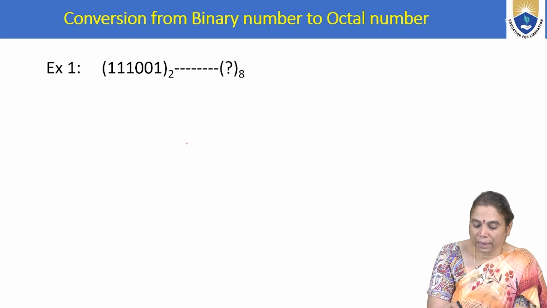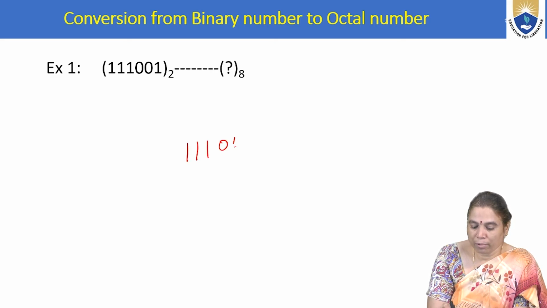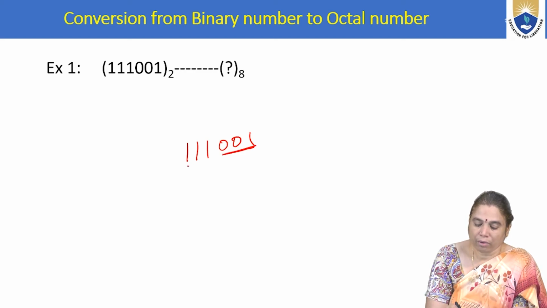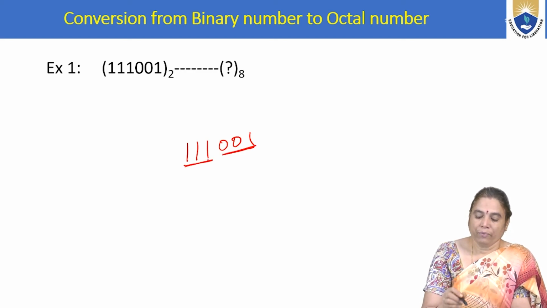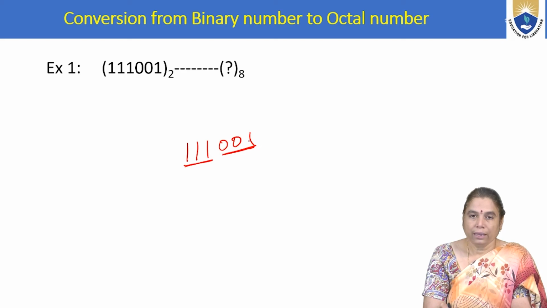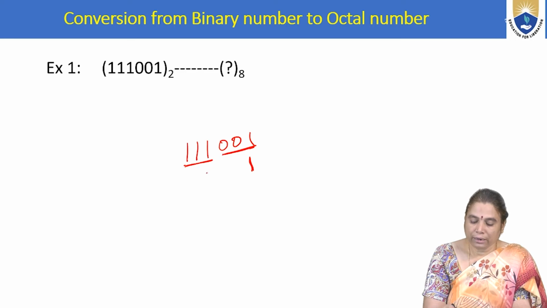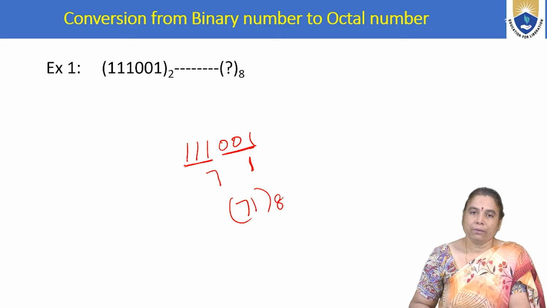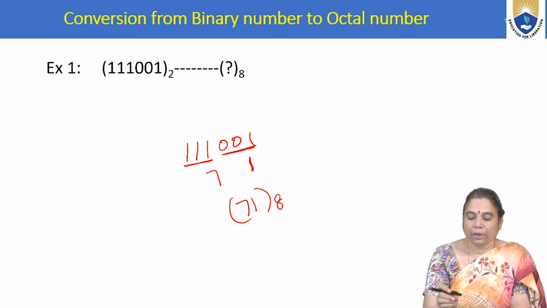So here the binary number that is given in the problem is 0, 1. So we have to group the 3 digits of this binary number. If at all there is any shortfall in the number of digits, we can add leading zeros. So 001 equivalent is 1 and 111 equivalent is 7. So in the octal number, it would be 71. So here we have to group 3 bits as is and write the equivalent octal number.